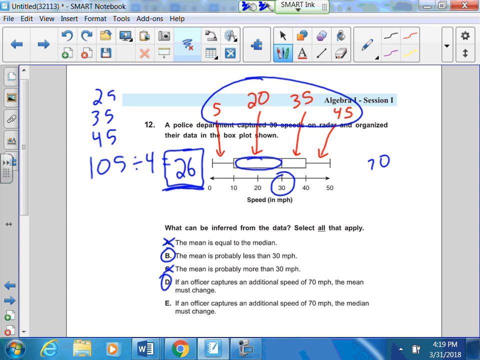And then the last question, if that occurs, must the median change? The median doesn't have to change. All right. Now, if we have 2 speeds that are recorded, 70 miles per hour, then the median would have to change. But by adding just 1, it could change, but doesn't necessarily have to.